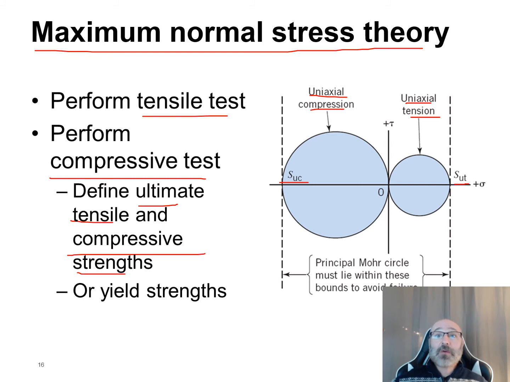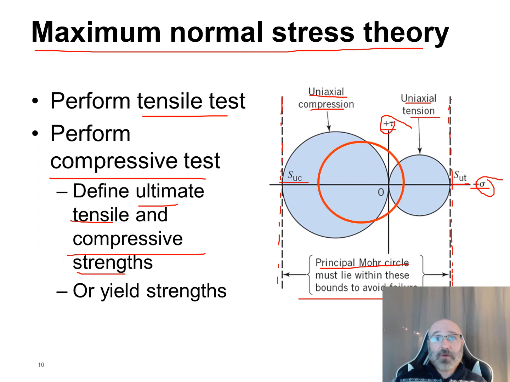Now we can see this is our sigma axis, and there's our tau axis, for normal stress down here and shear stress up there. From this representation, we have the information showing those ultimate strengths for compression and tension as a visual representation on our Mohr circle. So our principal Mohr circle must lie within these bounds to avoid failure. These bounds are on either side, and I put these two right next to each other for tension and compression. In order to avoid failure, it needs to stay within these bounds.